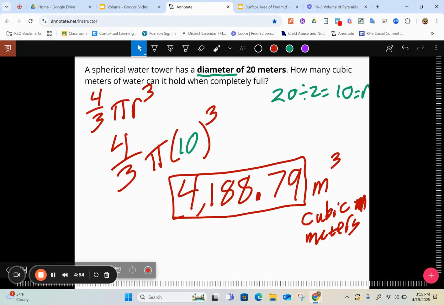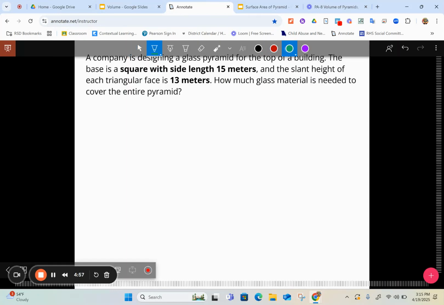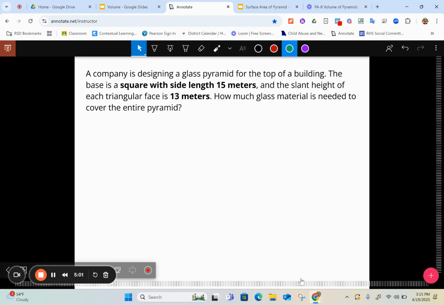Okay, what else do we have here? A company is designing glass pyramids for the top of a building. The base is a square with side lengths of 15. Slant height of each triangular face is 13. How much glass material is needed to cover the entire pyramid? This would be a surface area problem, not a volume.